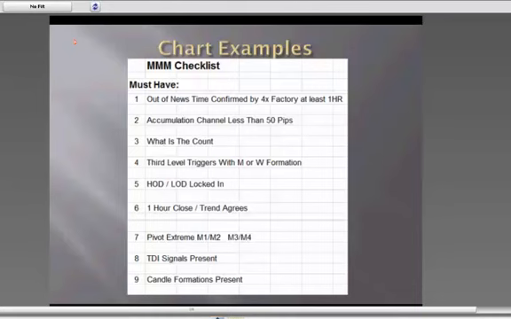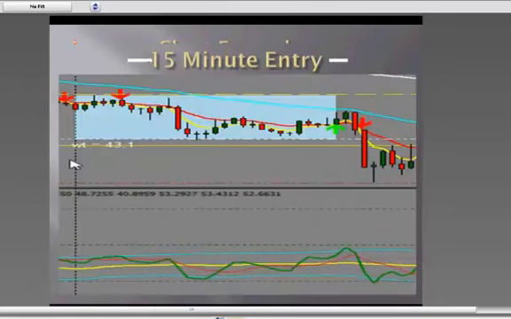Am I at a news time confirmed by Forex Factory for about an hour? Why do I need to be out of the news for an hour, Steve? You said that I can pick these patterns off and I'm the man. Well, here's what happens. About an hour before the news, liquidity dries up.